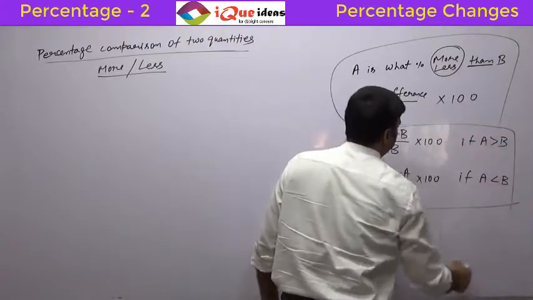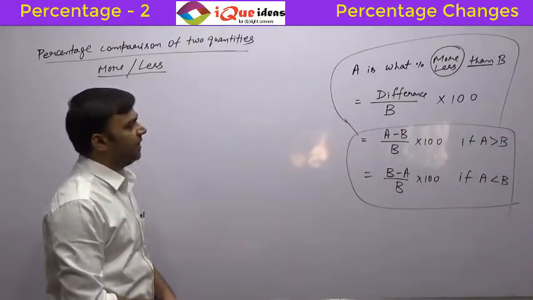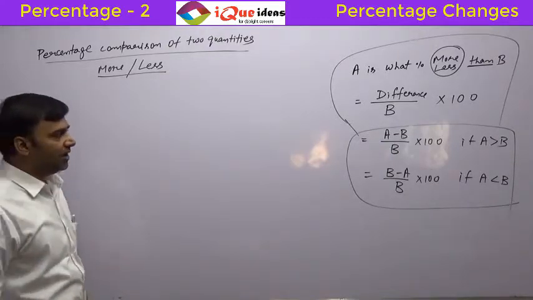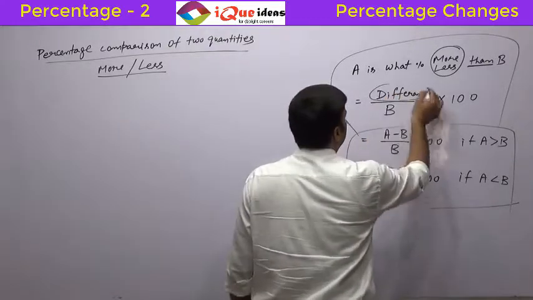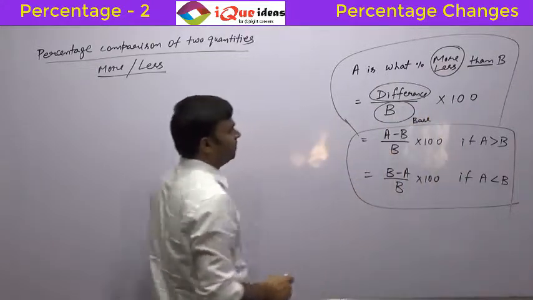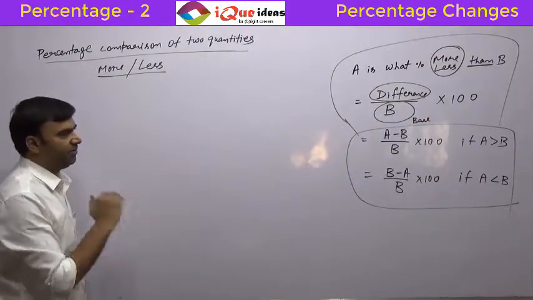For the first one, it will be by what percentage A is more than B, and for the second one, by what percentage A is less than B. But the important thing is to understand that it is the difference value divided by the base value into 100. Right? Whatever comes after the preposition will be the base.